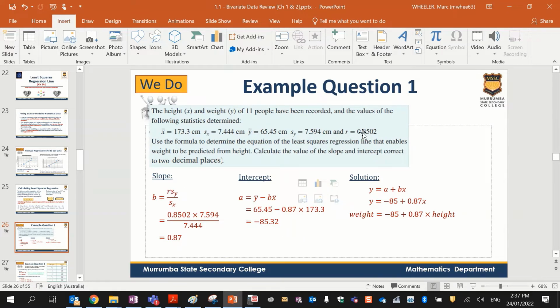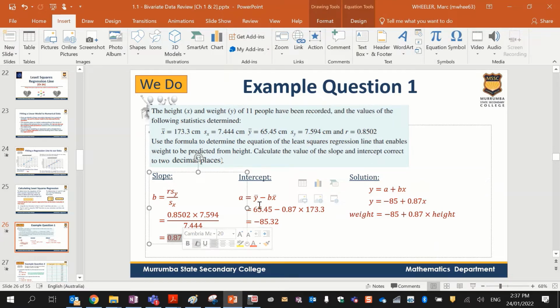So R, 0.8502, sub in, multiplied by, because anytime letters are next to each other, it means times. So multiplied by the standard deviation of Y, which is this, divided by the standard deviation of X, which is this. Put that in our calculator to 2 decimal places. We get this as our answer.